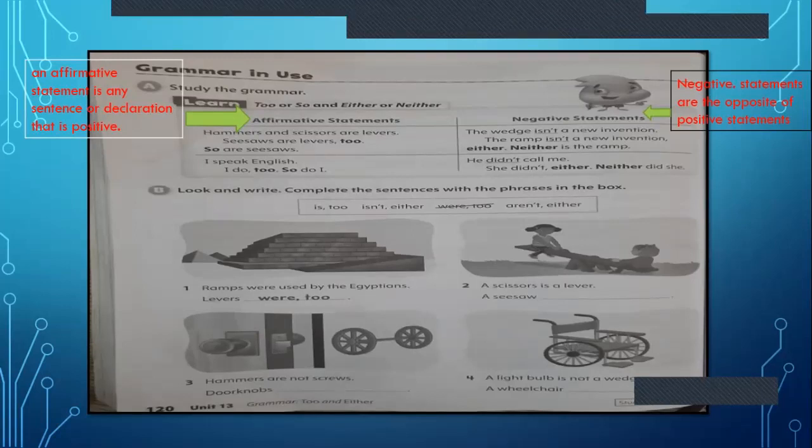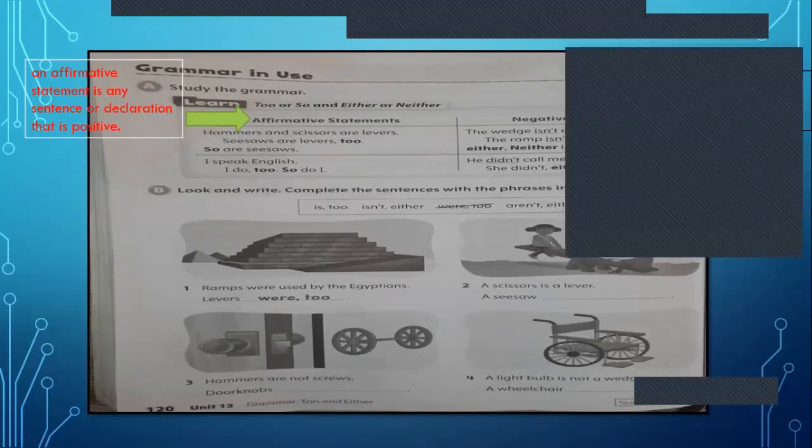So B part is, look at the B part, all of you, please. Look and write. Look where? Look at the picture. Complete the sentences with the phrases in the box. So you have been given these phrases. You have to use these ones in the blanks here. So number two. A scissor is a lever, a seesaw dash. So who will answer me? Who will answer me this one? A scissor is a lever, a seesaw dash. Yes, Arifa, you answer me, please. Unmute yourself. Yes, ma'am. Yes, answer me number two.